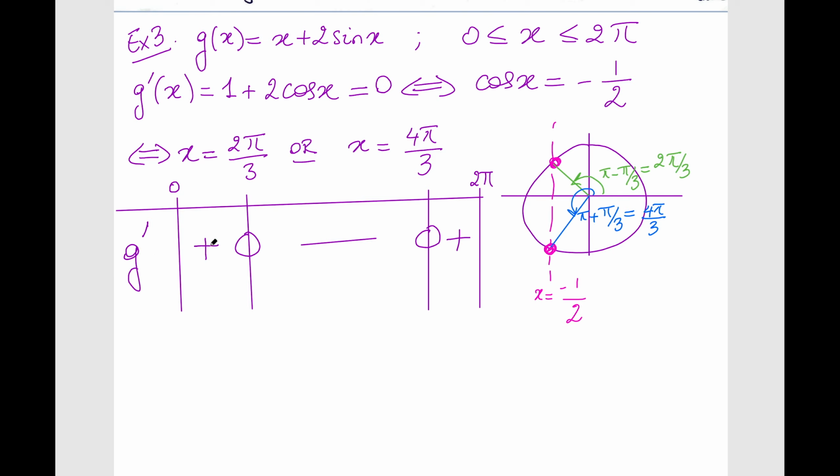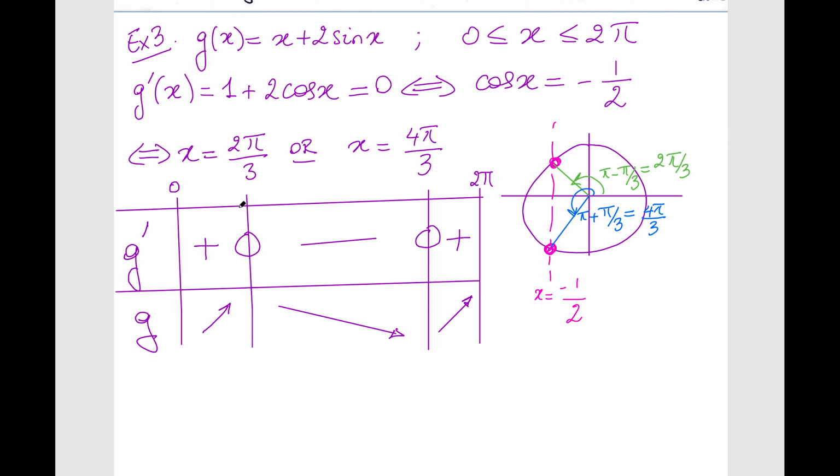So g prime is positive between 0 and 2 pi over 3. g prime is negative between 2 pi over 3 and 4 pi over 3. And g prime is positive between 4 pi over 3 and 2 pi. What does this tell you about g by the increasing decreasing test? Let me just create a row for it. That tells you that g here is going to be increasing, right? g prime being positive, g is going to be increasing. And then here, since g prime is negative, g is going to be decreasing. And then since g prime here is positive between 4 pi over 3 and 2 pi, the function g is going to be increasing, right? Correct?